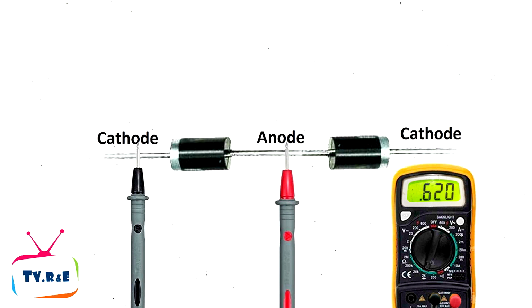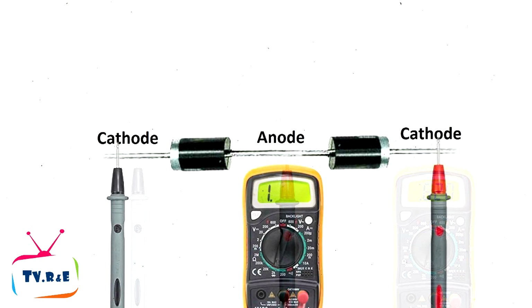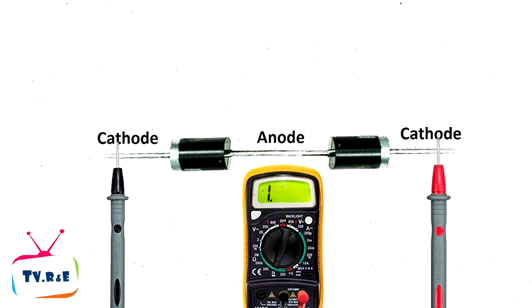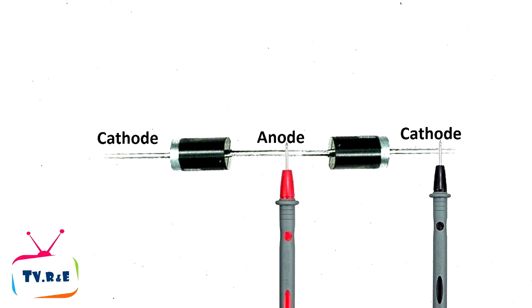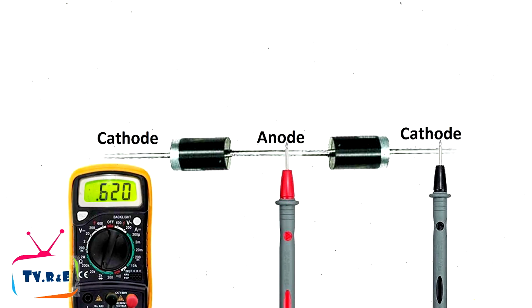So, you must have now understood that if we place the two leads of the multimeter to both the cathode sides of the diode, we do not get any reading. But if we place the red lead to the anode side and the black lead to the cathode side, we will get the reading. So just like the diodes, we see similar readings on a transistor. So let's now check a transistor.